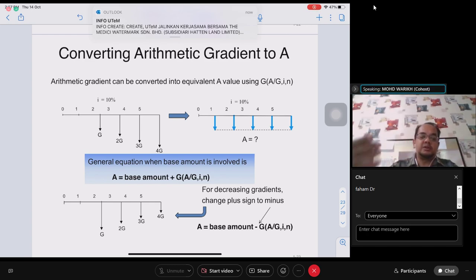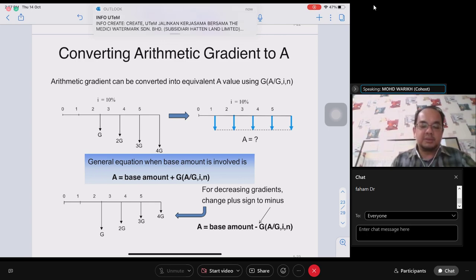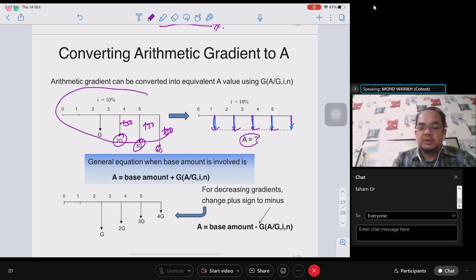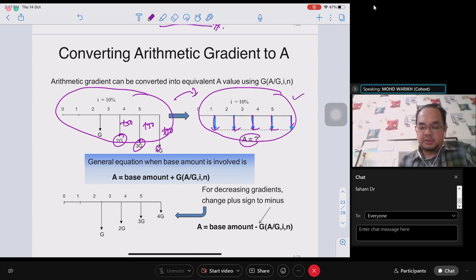That means you have to convert back. Every year you have to add 50 ringgit, plus 50 ringgit, plus 50 ringgit, plus 50 ringgit. But you have to change it. You have to pay the same amount every year. How do you convert this one to this one? For that you have to remember this formula.